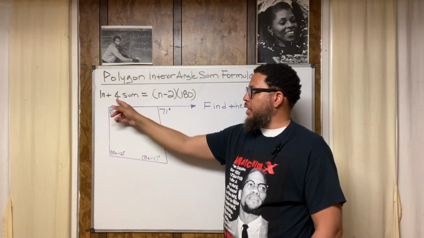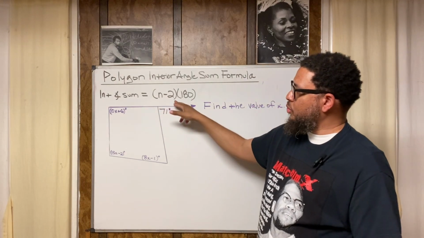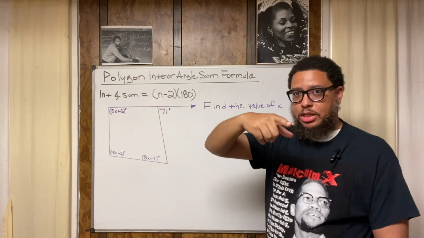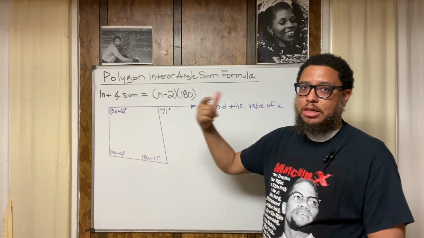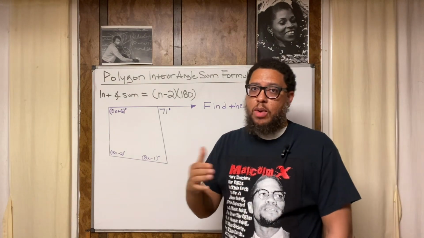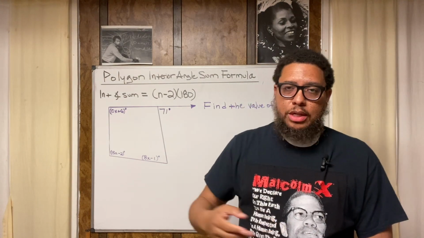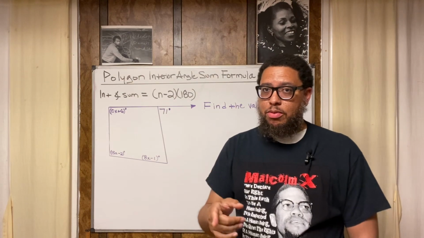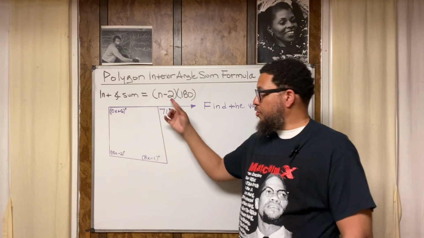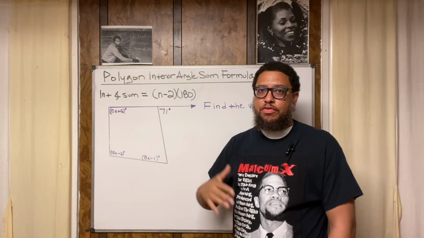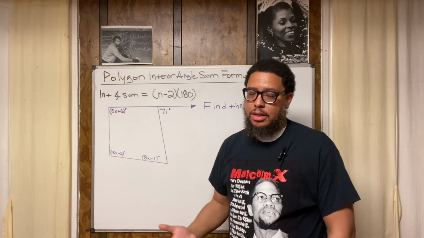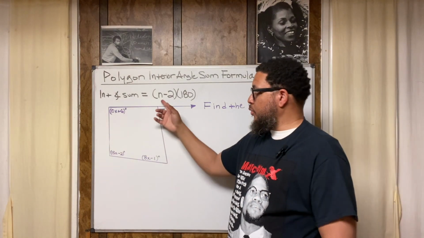This is the interior angle sum formula. It says the quantity n minus 2, times 180. What does n stand for, though? Put this in your notes. n is the number of sides in the polygon. If it was a triangle, n would be 3, because triangles have 3 sides. If it was a quadrilateral, like a trapezoid, a square, or a rectangle, then n would be 4. If it was a pentagon, n would be 5, because the prefix pent means 5. If it was a hexagon, the prefix hex means 6, so n would be 6.